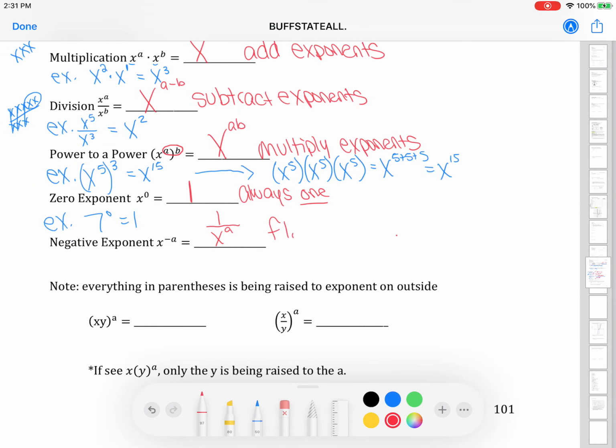So when you have a negative exponent, what you're going to do is flip your fraction. And I want you to underline fraction. We'll talk about that in a second too. Flip your fraction and make the exponent positive. Okay, flip fraction and make your exponent positive.